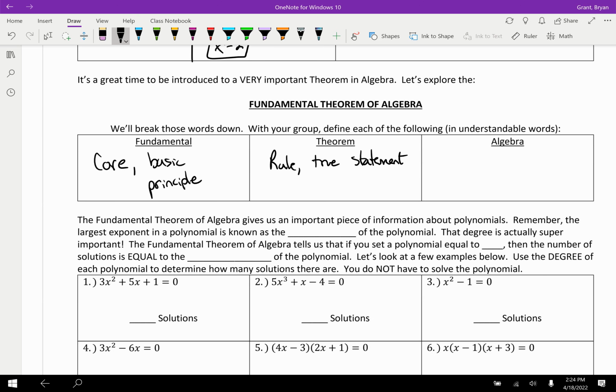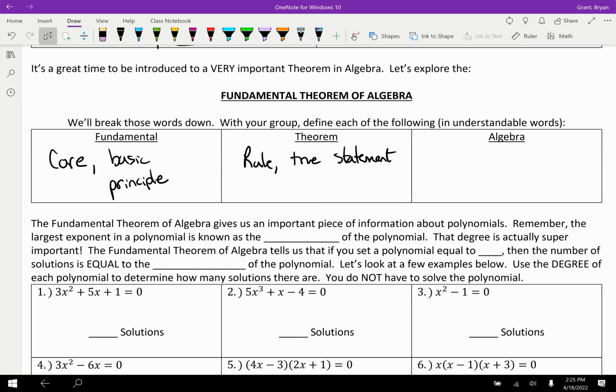And what is algebra? Well, at its basic, algebra is basically the tools you use to solve equations. And so I'm actually going to simplify it a little bit further, and it's not quite accurate, but I think it works for this situation. It's really using SADMAP to solve equations. It's the idea that if you do something to one side, you have to do it to the other. Okay? So the fundamental theorem of algebra is basically a core rule of how to solve equations.